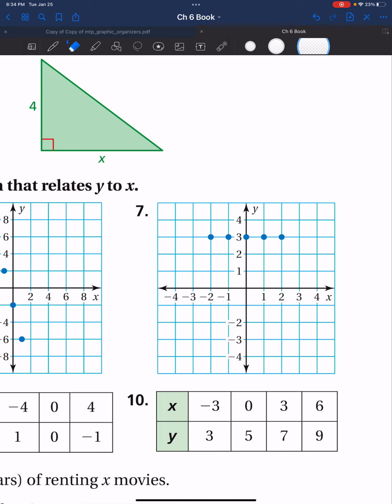Hey, Zach, do you know what the slope is for number 7? 3. That's the y-intercept. Yeah, sorry, 0. Yeah, slope is 0 because it's flat, right? All right, guys, good luck. Number 7 and number 10, turn them in, and then hopefully I'll see you guys soon.